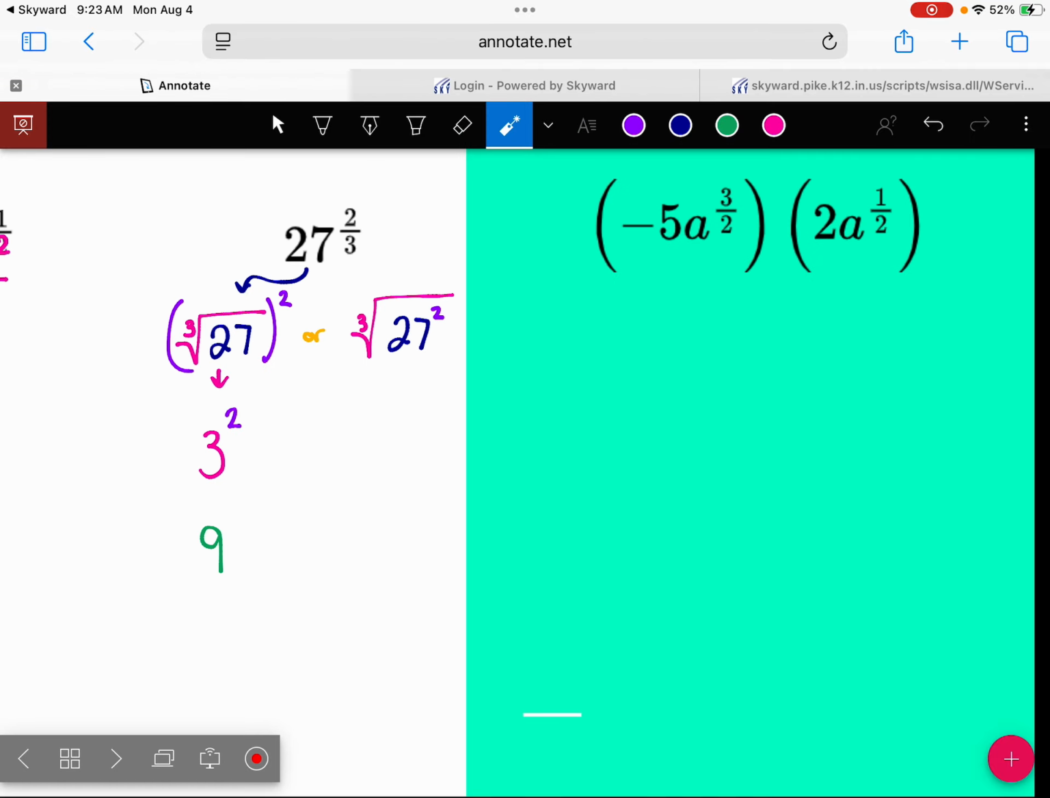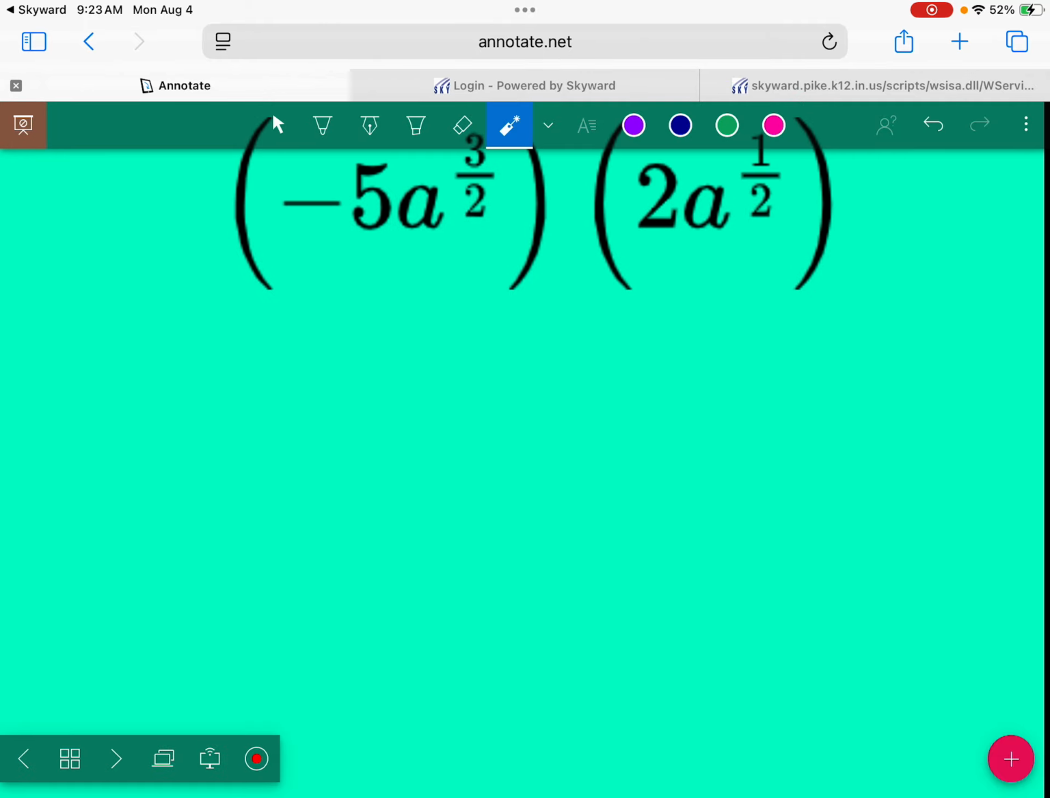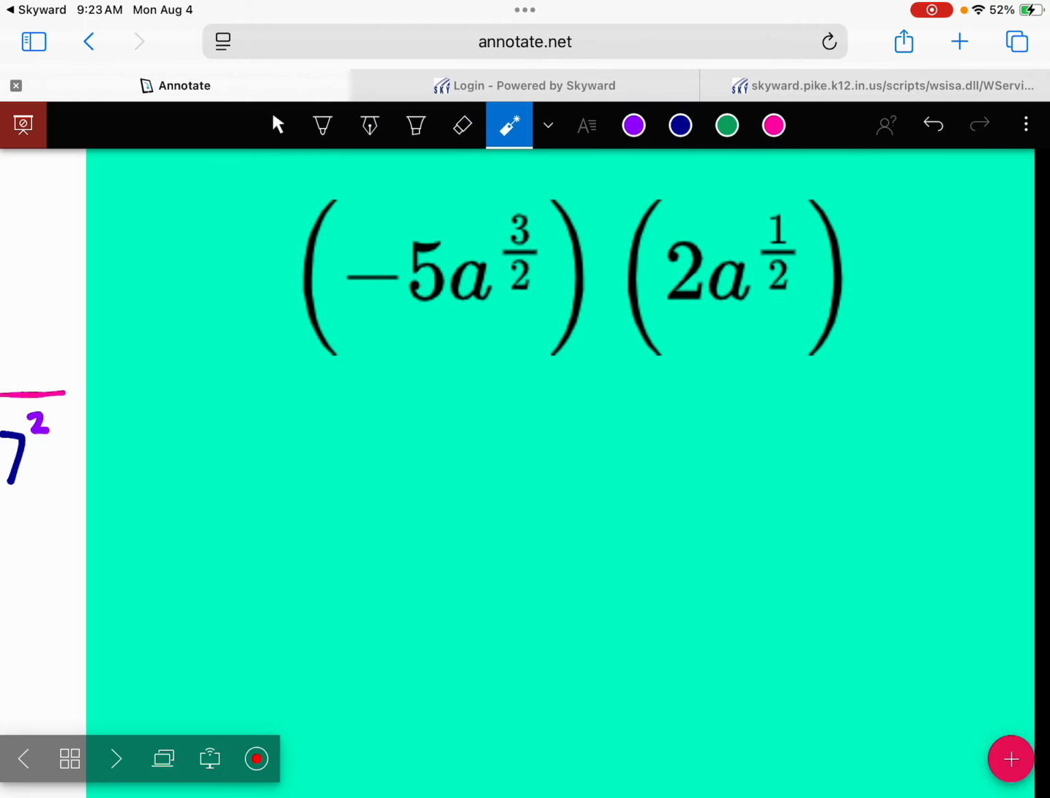Okay, so the last one is kind of combining some of our stuff from last week and the stuff we were just talking about with the fractional exponents. So we've got some multiplication, got some stuff going on here. Got some fractional exponents. We got our negative 5a to the 3/2 times 2a to the 1/2. What can we do here?